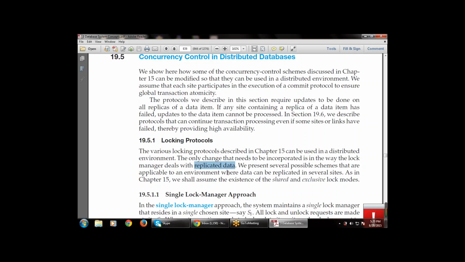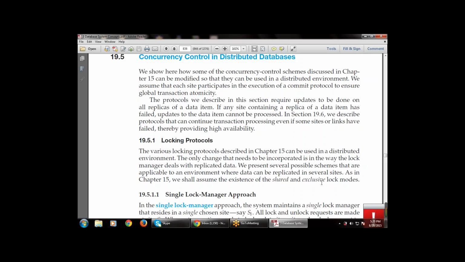We present several possible schemes that are applicable to an environment where data can be replicated in several sites. As in chapter 15, we shall assume the existence of the shared and exclusive lock modes. So this is a locking protocol.